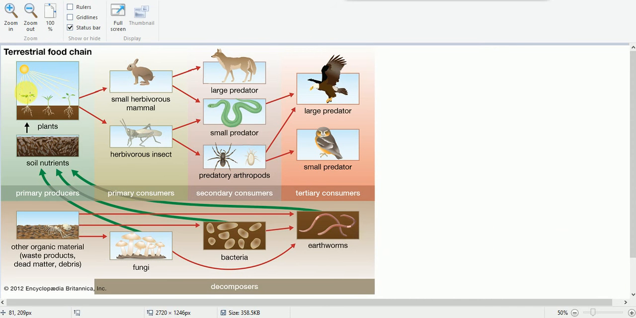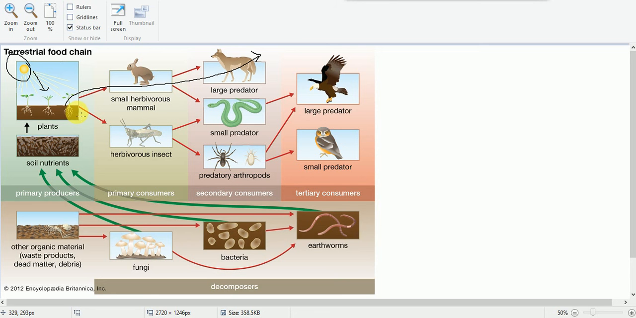So these are some examples of terrestrial food chains. See here, we have the sun, then energy is obtained from the sun by the plants. Then plants are eaten by these small herbivores. Then small herbivores are eaten by these larger predators. So this is one food chain.